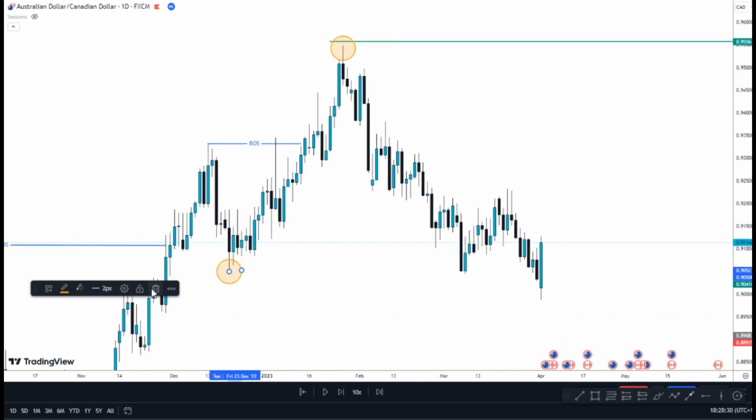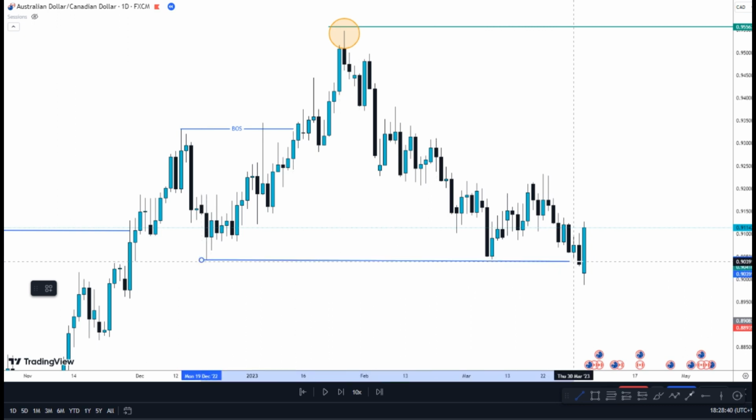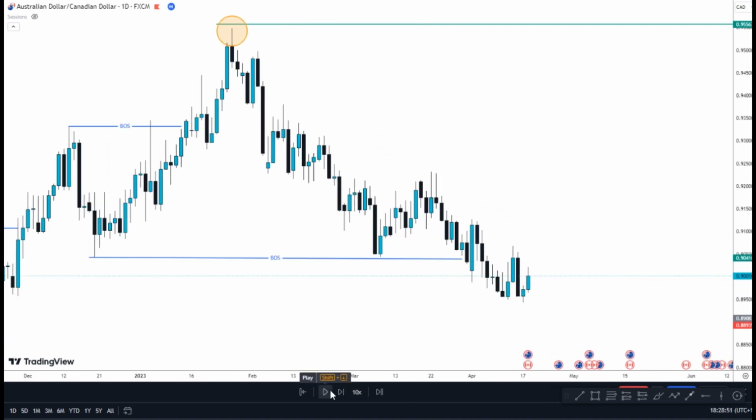So price has pushed down, trying to change the character. So let's put our line to see if price has broken structure. So you can see price has broken structure with a close with a candle body, indicating that price has broken structure to the downside. So staying on the right side of the market is the best advantage for you to ride the market. We're playing price further.